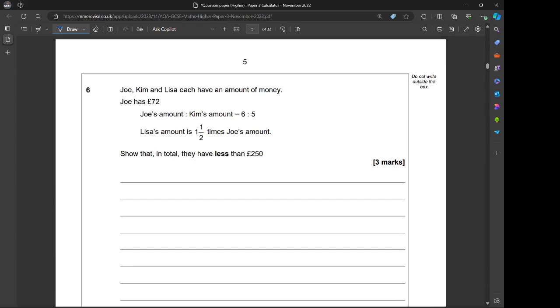Question number 6. Joe, Kim, and Lisa each have an amount of money. Joe has £72. Joe's amount to Kim's amount is in the ratio 6 to 5. Lisa's amount is 1.5 times Joe's amount. Show in total that they have less than £250. So this is sharing in a given ratio. Joe's amount is 6 to 5. Joe has £72. So what do I do to go from 6 to 72? What do I times by?